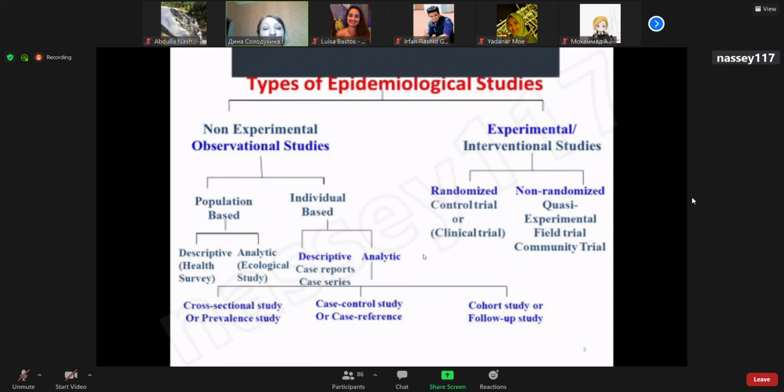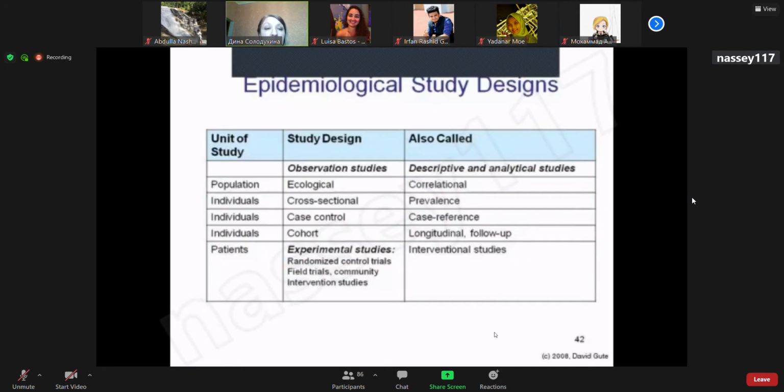Now, if you look at the unit of study, which is the first column, you can see that population studies are ecological studies, and patient studies, experimental. If we look at individuals as categories of studies, they include all other study designs like cross-sectional, case control, and cohort.